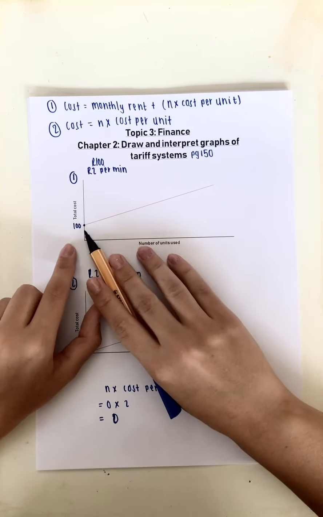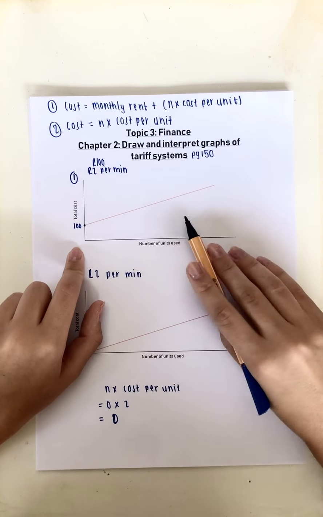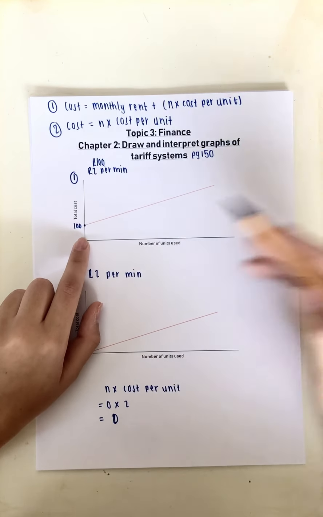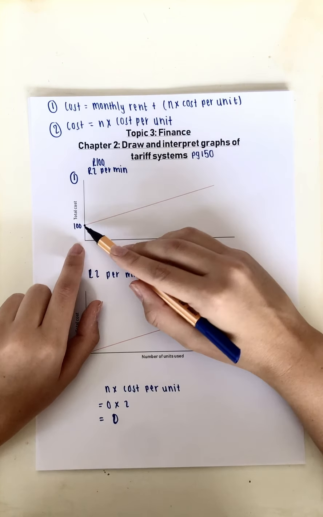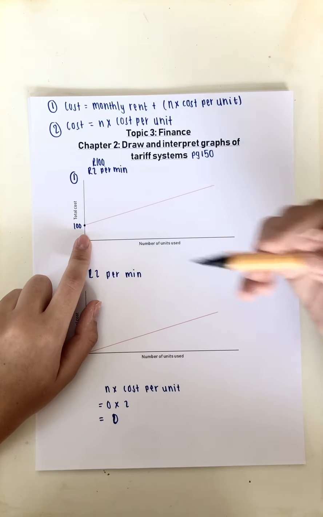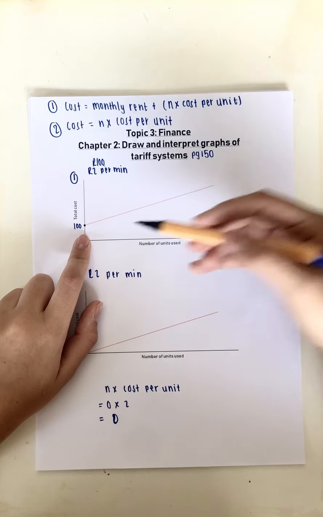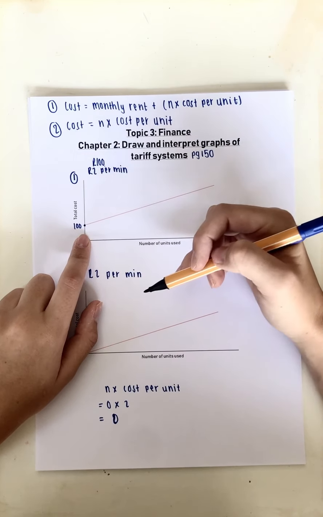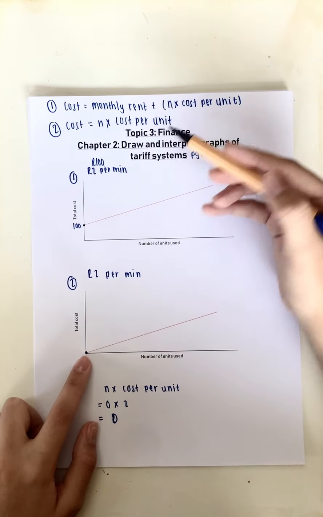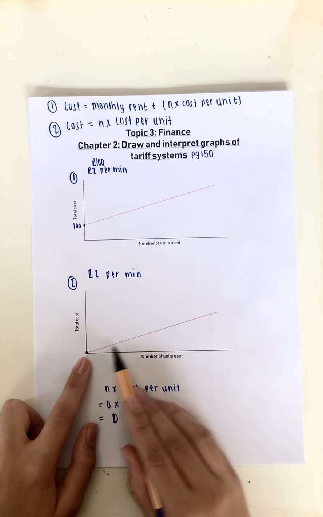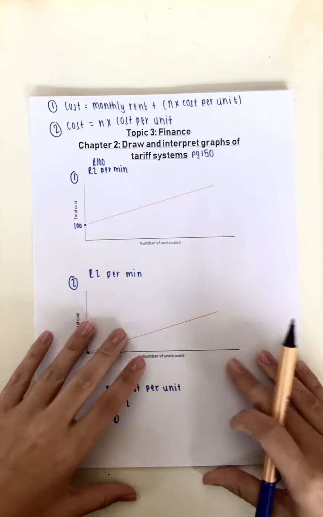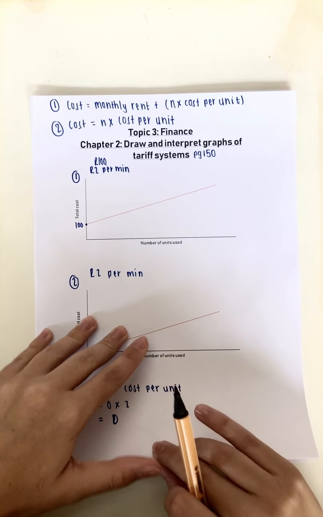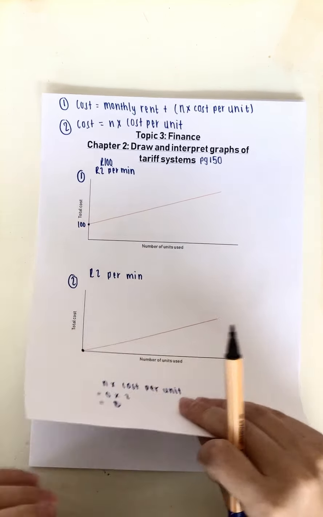So this is how the graph looks if you've got a monthly rent. You start at 100, or you start at your rent, because no matter how many units you use, you still have to pay that monthly rent. Okay, so that will be your total cost. If you don't have a monthly rent, then this is how your graph will look, and you'll start at 0. Okay, so those are the two graphs that you guys need to know.